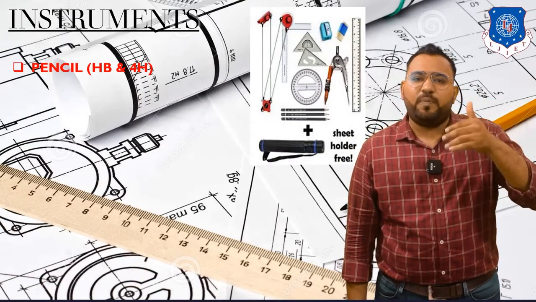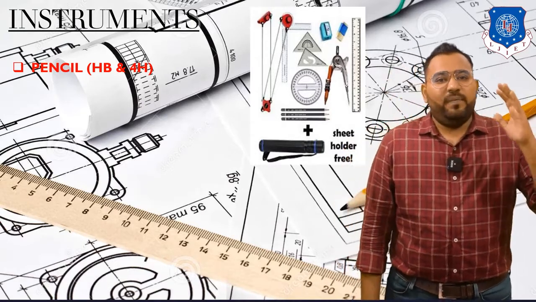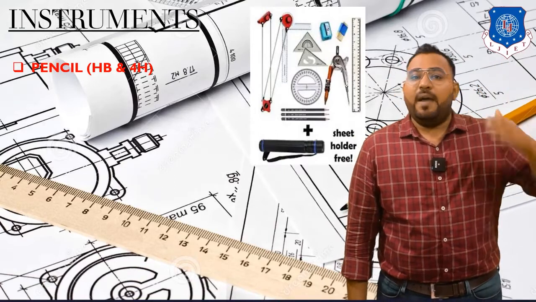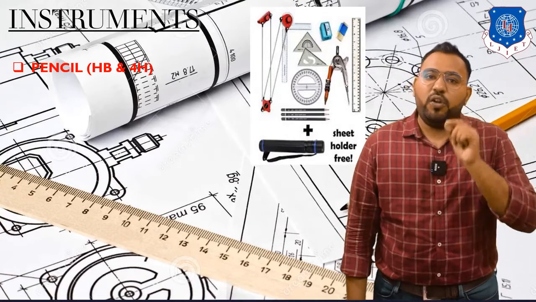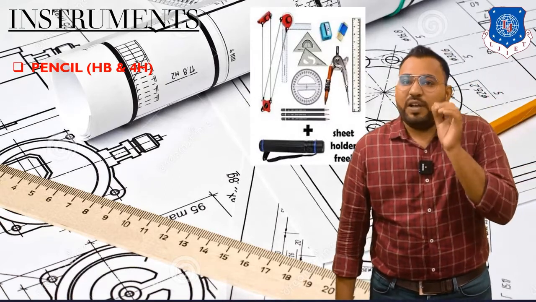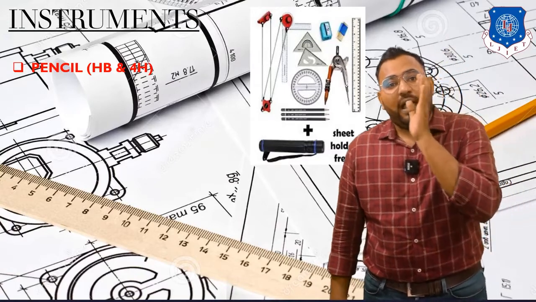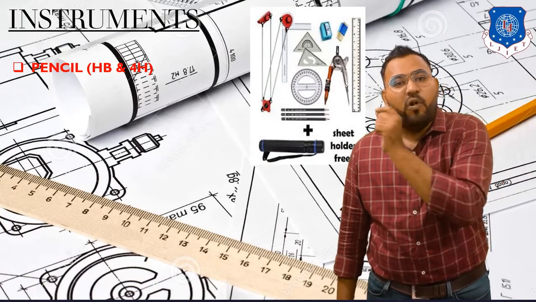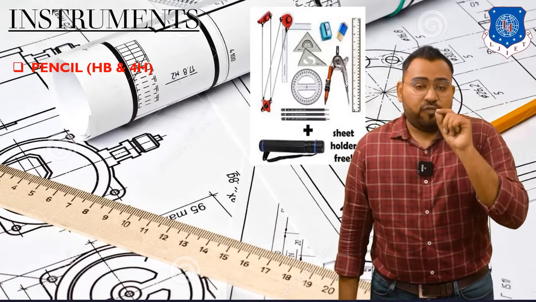First I will tell you what these grades are: 4H, 2H, HB, 2HB, 4HB. As you can see, the 4H grade is a very thin line pencil, so if you use it for drawing, you can draw a very thin line. As you proceed to 2H, the line becomes thicker. With HB, the line becomes more thick. With 2HB, it becomes more thick still. And with 4HB, you have the maximum thickness.